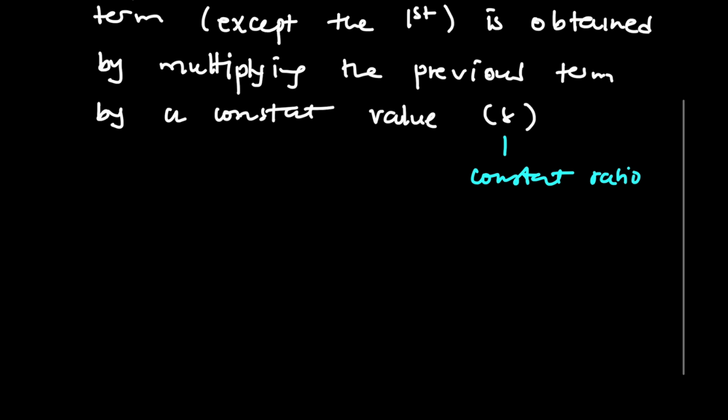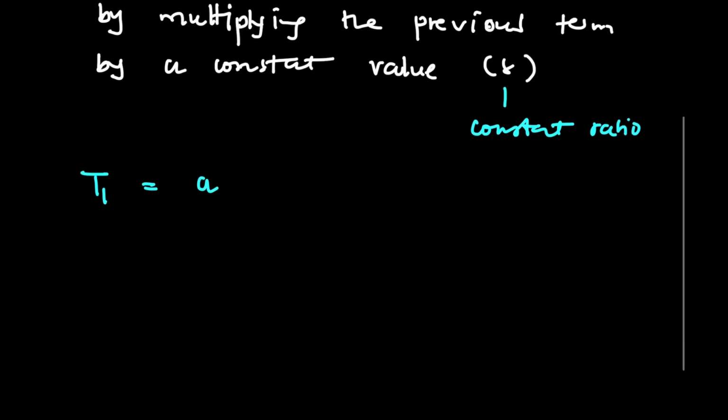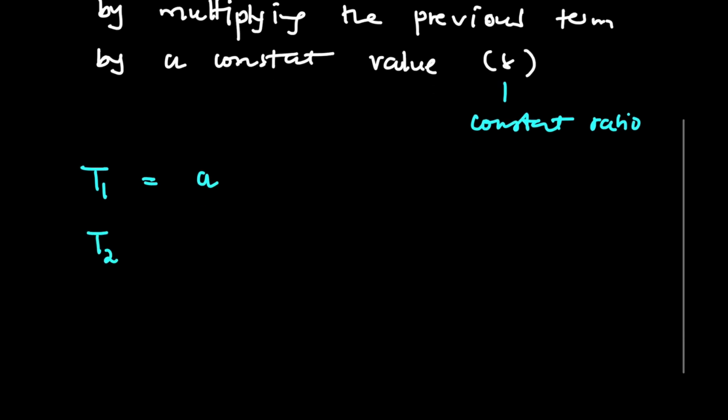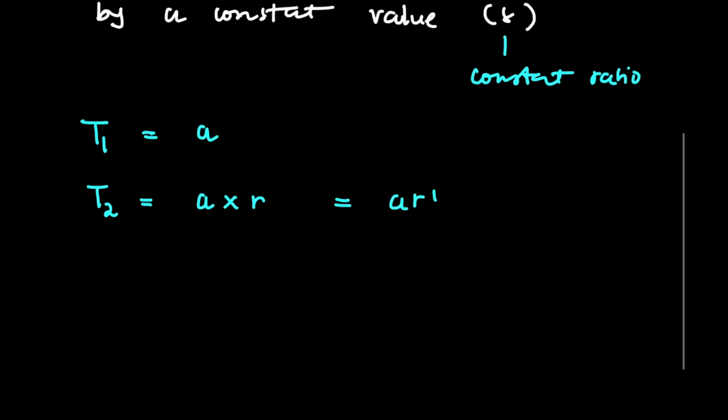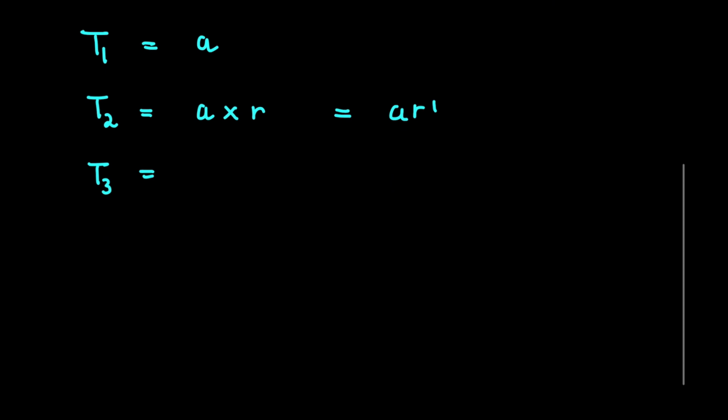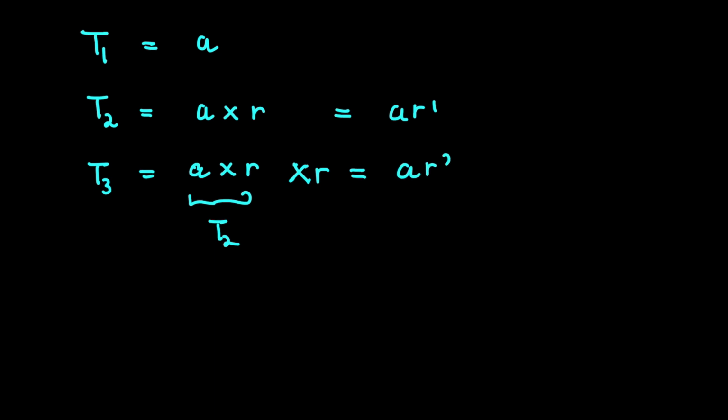So now the first term is going to be A. In order for you to obtain T2, you are going to multiply the first term by R. So this is AR to the 1. And then for T3, you are going to multiply the previous term, which is T2, that is A times R, by a constant value, and then you're going to have AR squared.